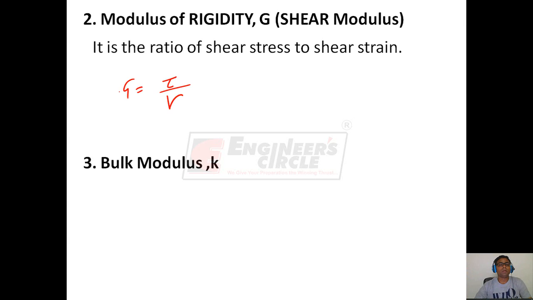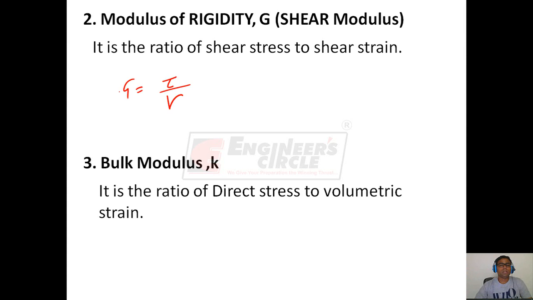The third one is the bulk modulus, denoted by K. Bulk modulus is the ratio of direct stress to volumetric strain. That is, K is defined as the ratio of direct stress to volumetric strain. Volumetric strain, denoted by epsilon V, is the change in volume divided by original volume. So these three moduli will be used frequently.